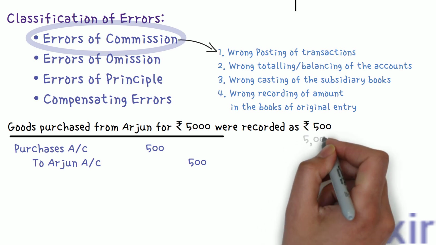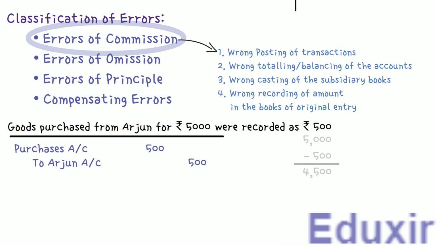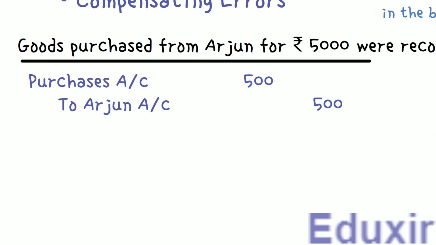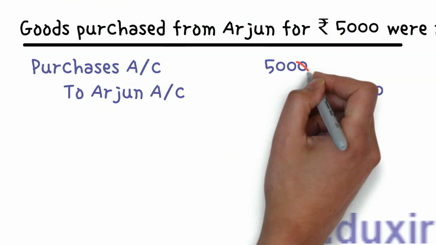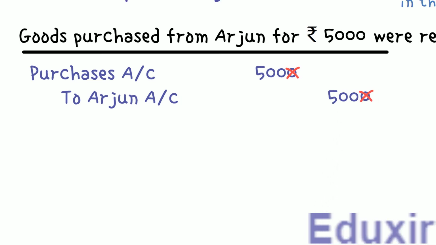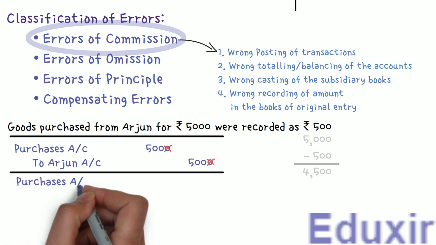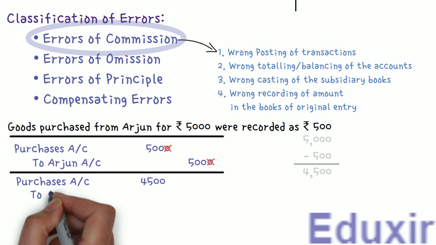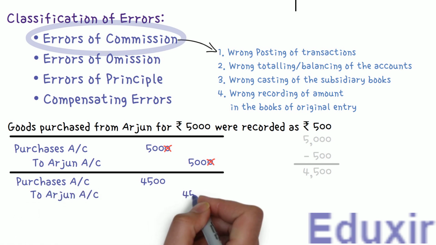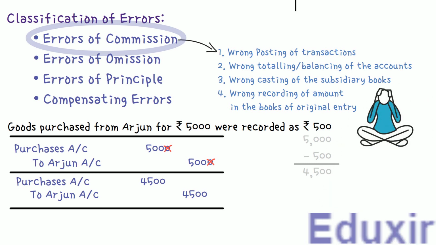From 5,000 rupees, if you subtract 500 rupees, we get 4,500 rupees. This is the amount that was not recorded due to the wrong recording. To rectify this error, we don't just go and make corrections to 500 rupees and adjust it to 5,000 rupees. The proper way of rectifying this error of commission is to debit the purchase account with 4,500 rupees and to credit Arjun's account with 4,500 rupees. These kinds of errors are clerical in nature and most of the errors of commission affect the trial balance.